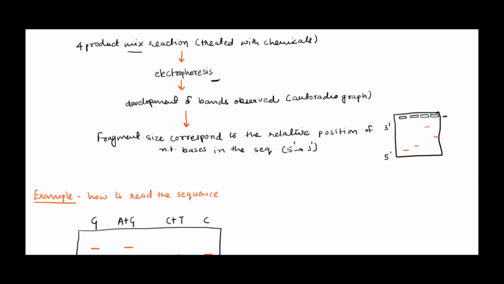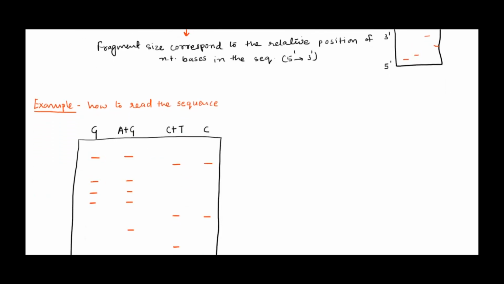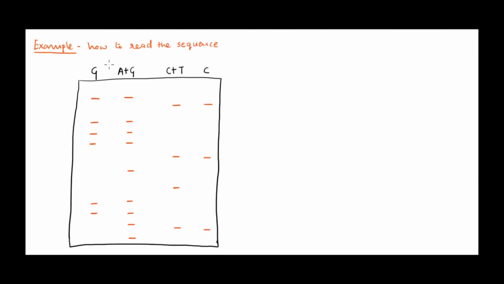Now let's say for example, once I process my sample and do the electrophoresis, this is what I got as a result. These are the bands that are developed. How can I read this? Now look at this.